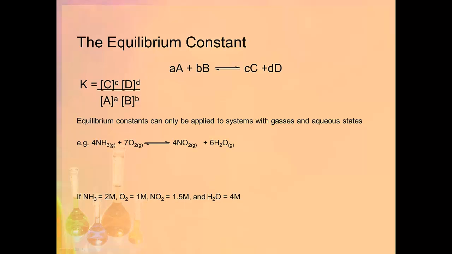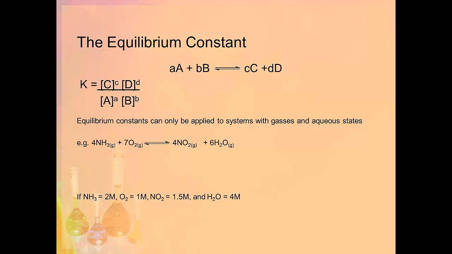So if we've got a reaction where it's a reversible reaction, so it's going to have an equilibrium constant, and the reactants are 4NH3 plus 7O2 gives us 4NO2 plus 6H2O. And these are all gases. So all of these are in the gaseous state. So remember, it's products over reactants, or it's C and D over A and B.